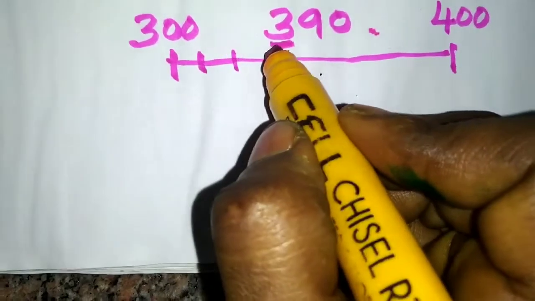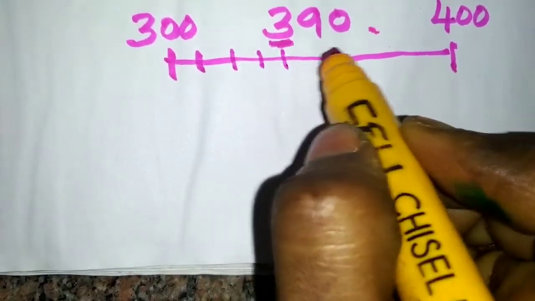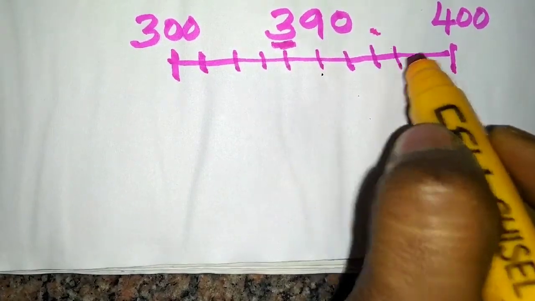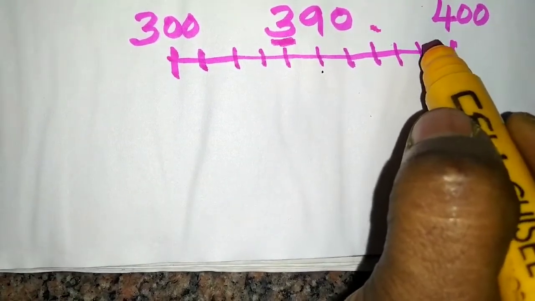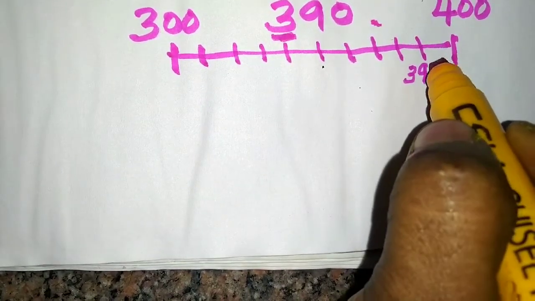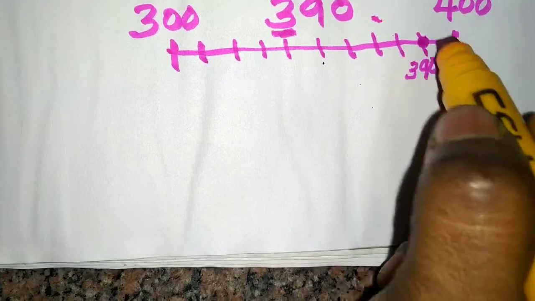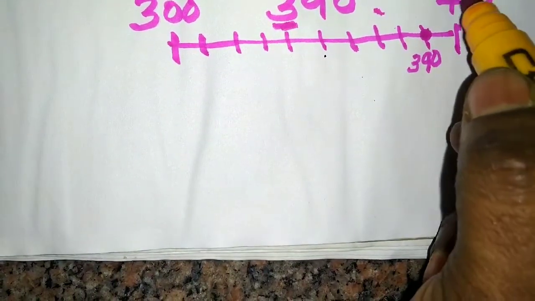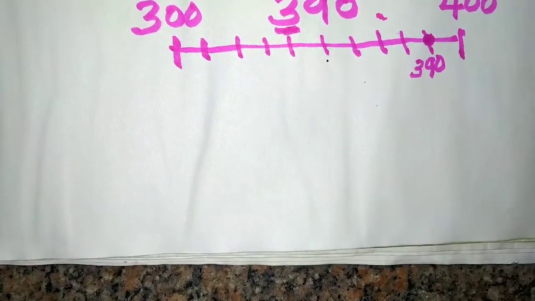value. So use skip counting: 300, 310, 320, and so on. If you reach 390, it takes 9 steps to reach 390. So it is far away from 300. But after 390, you get 400 in one step itself. So the nearest number is 400. Thank you, children.